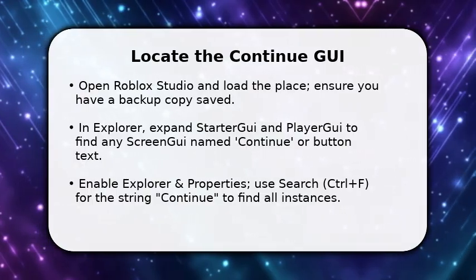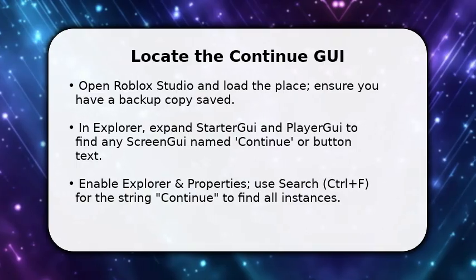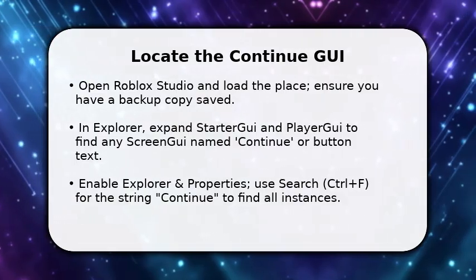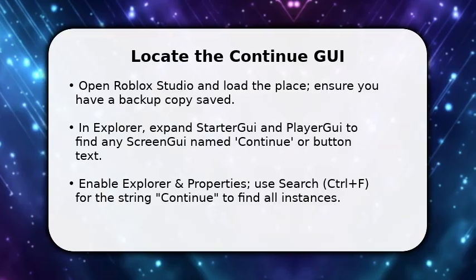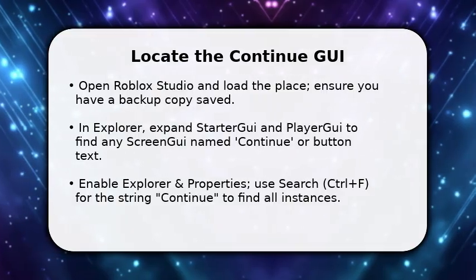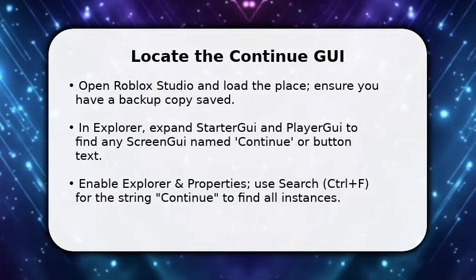Inspect matches under Starter GUI and Player GUI. Identify whether it's a text button, frame, or a script-generated GUI. Make sure you note any scripts that create or toggle that GUI so you can remove or modify them next.